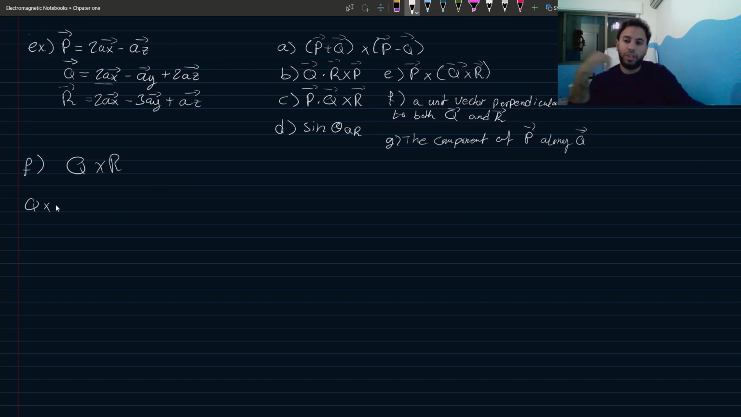Q cross R. ax, ay, az, and then we close it. Q, we start by the components of Q because it is the first vector. We write 2, minus 1, and 2. And then the components of R, we write 2, minus 3, and 1.